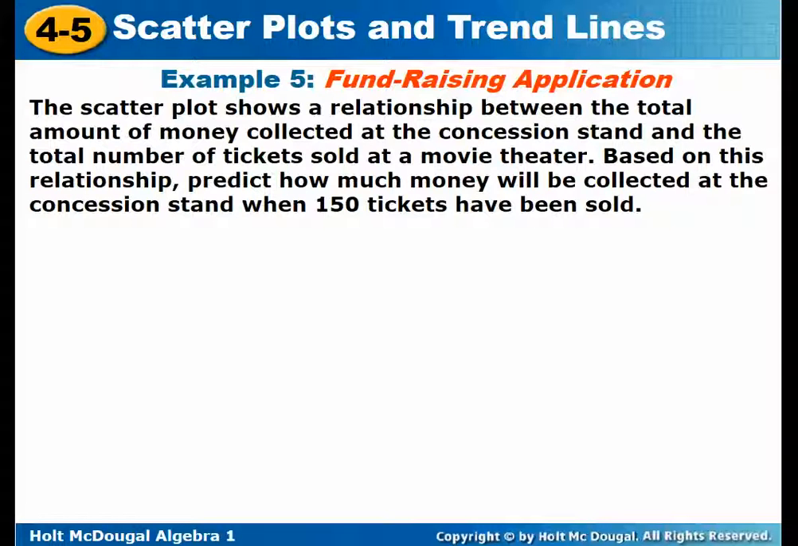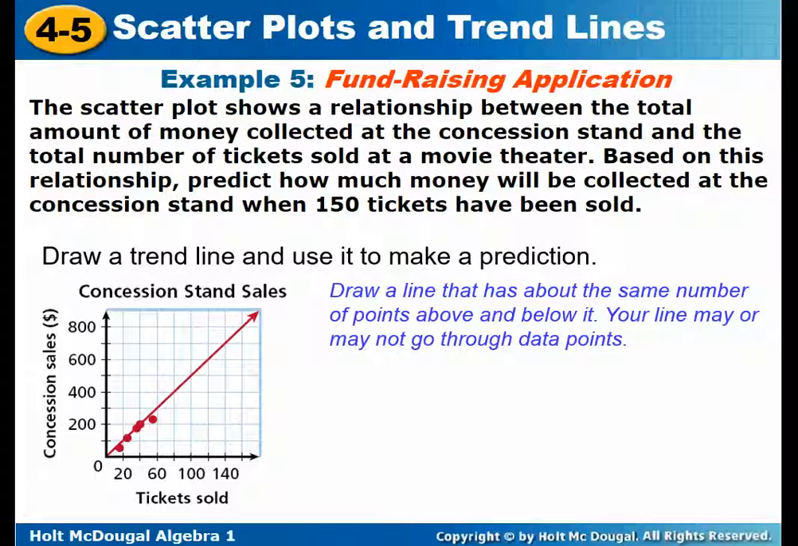Here's an example. We have money collected at a concession stand and the total number of tickets sold at a movie theater. Based on this relationship, predict how much money will be collected at the concession stand when 150 tickets are sold. It might make sense to you that the more tickets you sell to a movie, the more money they'll make at their concession stand. That's what they're checking out.